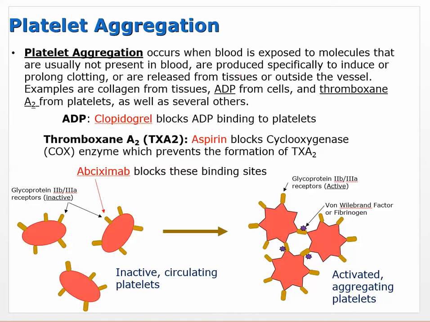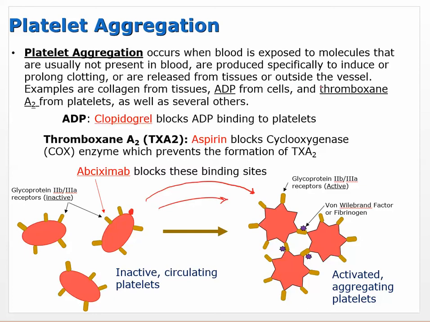Some examples of that are collagen. Collagen is supposed to be found in tissue. It's not supposed to be found floating around in blood. So when it's there, it can activate these platelets, and then it can cause them to become sticky, and they start to stick to each other. ADP is another molecule, and I'm mentioning it because we're going to have a drug. This drug, clopidogrel, blocks ADP binding to platelets.